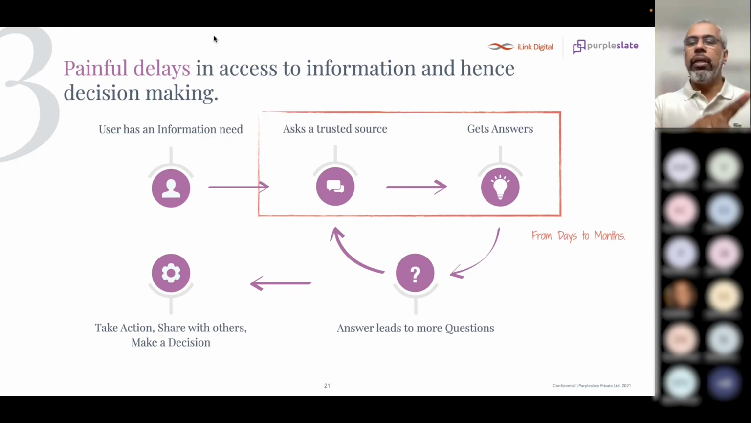As I said, if we take this cycle of asking a trusted source and getting answers, in most organizations it's a very common problem that the amount of time it takes to get access to information is still significant. Our goal is, how do we really simplify this? I've heard it go from days to months, usually through emails and phone calls. You may have a data set that may still not be complete, so you again ask for more data sets and keep refining it. It goes through a very, very painful iterative process. So painful delays are a very common problem today when we are looking for quick information access.